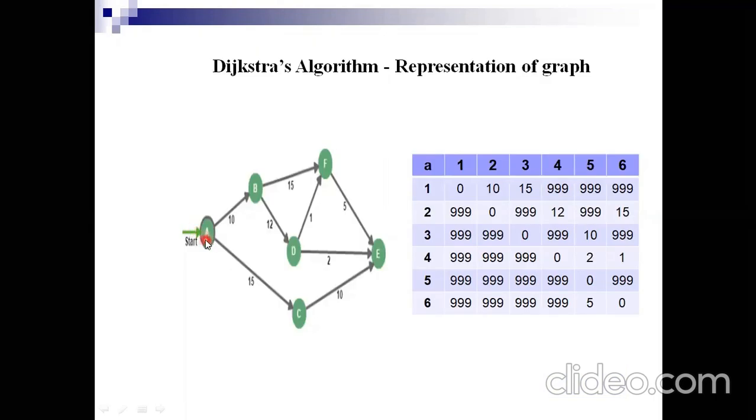That is, the shortest path distance from A to B is 10. Shortest path distance from A to D, sorry, is 22. A to C is 15. So similar answers I have to now get by tracing the algorithm.